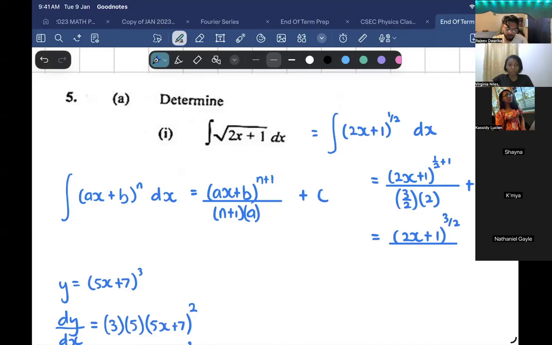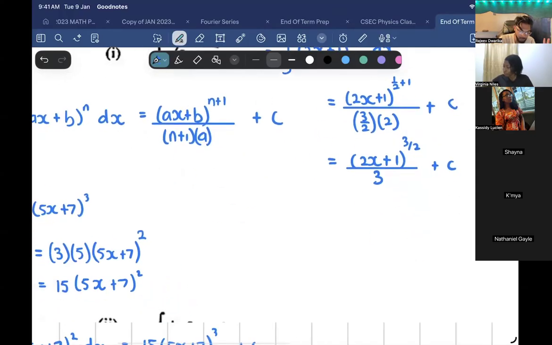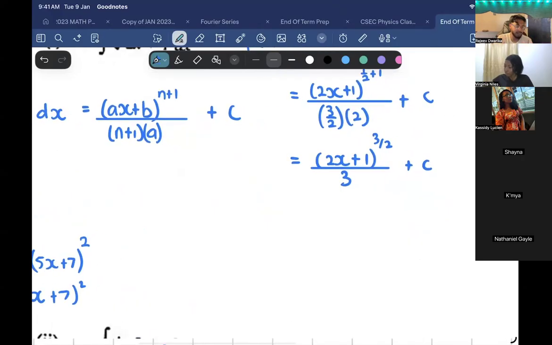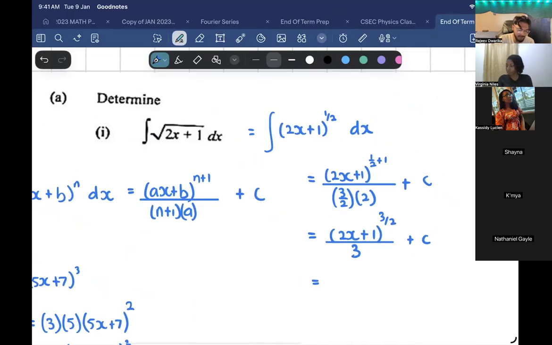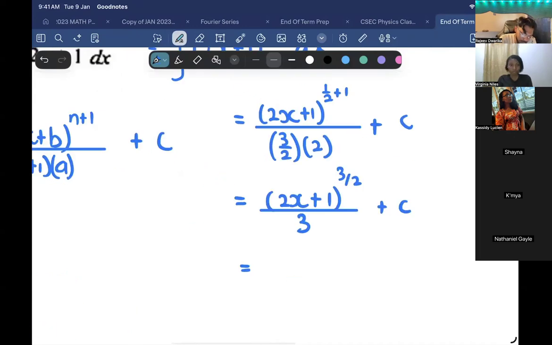3 over 3, 2 by 2. That would be 3 plus c. Cool. Now, if you want to take this a step further, this is fine. But of course, if you want to take it a step further, Cassidy, are you okay with indices? Yeah? Okay. Hopefully. Did you understand everything I did so far? Yes, sir. All right, cool.